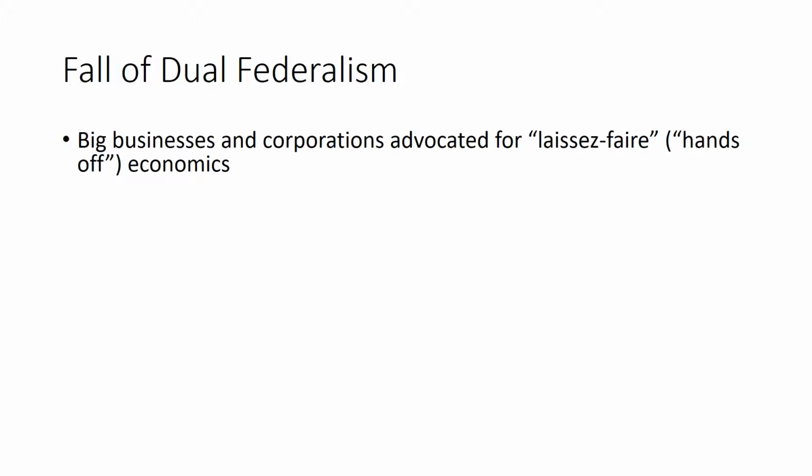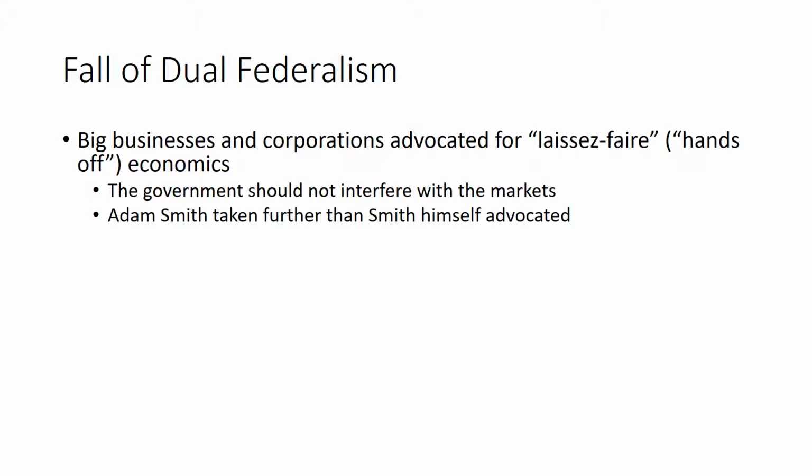The fall of dual federalism mainly came about because big businesses and corporations advocated for laissez-faire, hands-off economics, right? The government shouldn't interfere. That's based on Adam Smith. Adam Smith said that the invisible hand of the market should determine prices and production and those things. But this is not what Smith himself had advocated. He actually said, okay, there is a role for government, right?